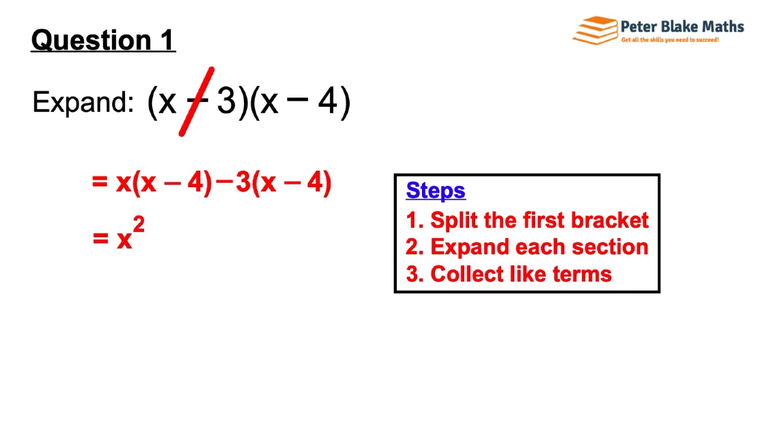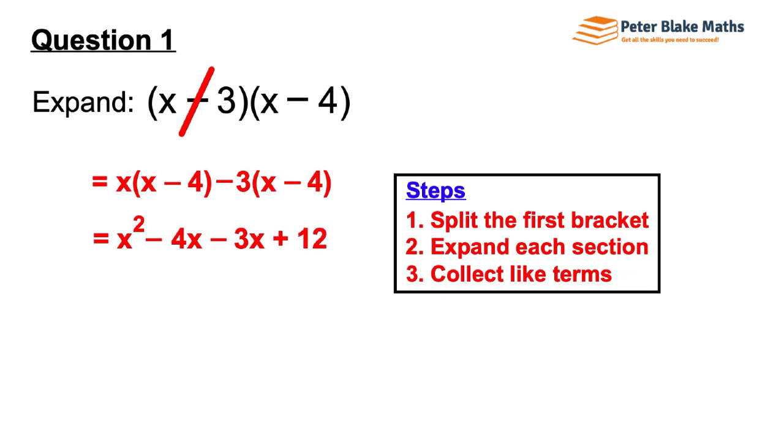x times x makes x squared. x times minus 4 makes minus 4x. Then we move to the second part. Minus 3 times x makes minus 3x. And careful here, this is where a lot of students go a little bit too fast. This is minus 3 times minus 4, which makes a plus 12.